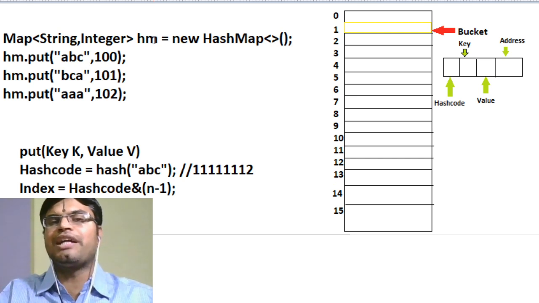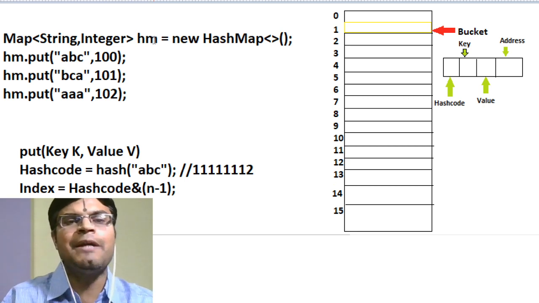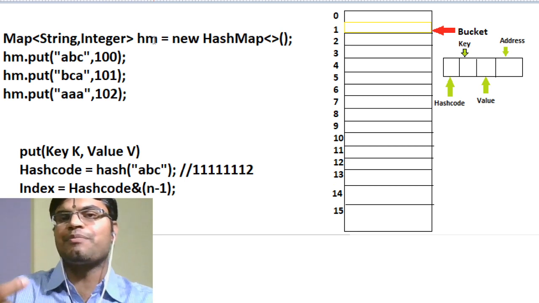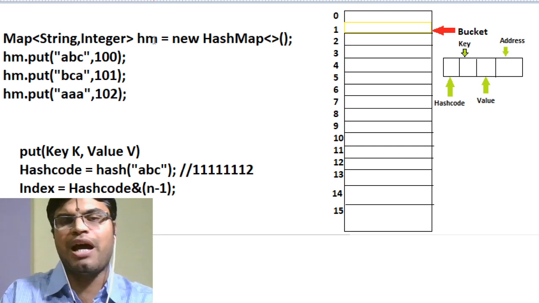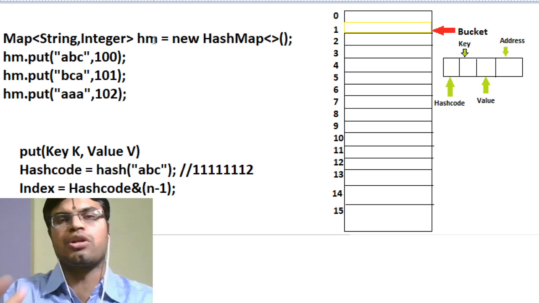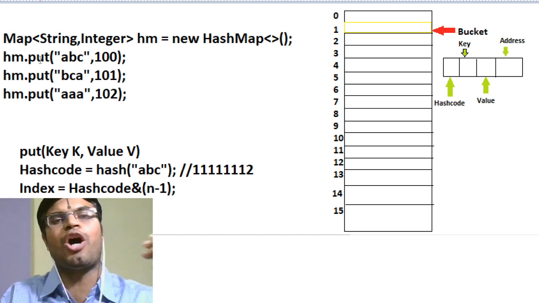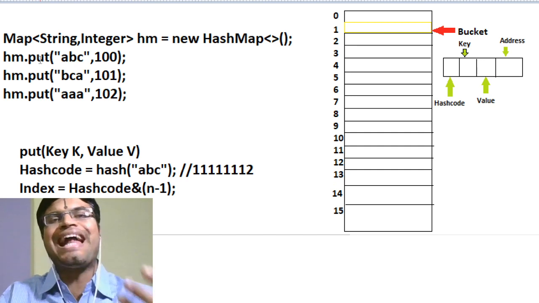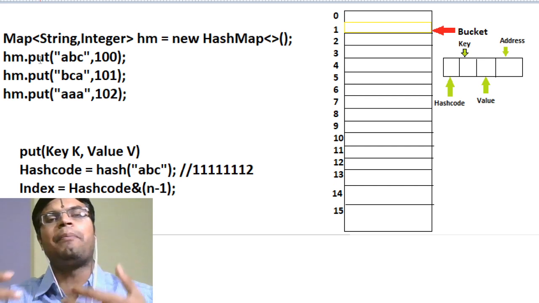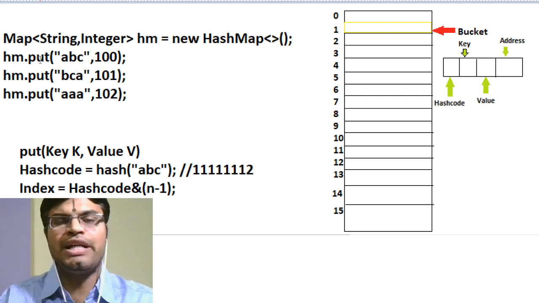When you write new HashMap on the right side, it actually creates an object of that map. Now you can see, whenever I want to enter some key value pairs into my hash map, I will use a function called put. Here it is written as hm.put. hm is your object of hash map, and we are calling the put function, which is basically used for entering the key and value pair into my hash map table.